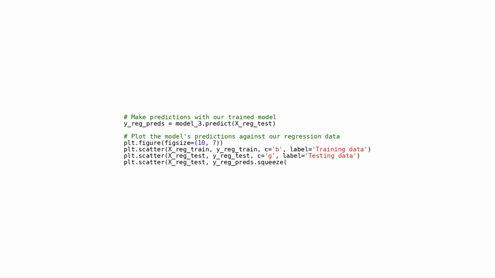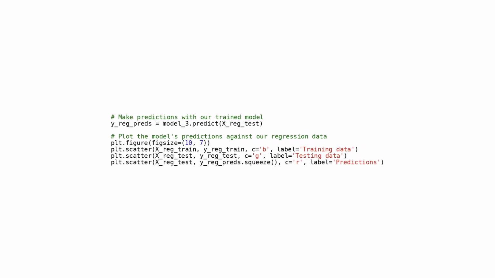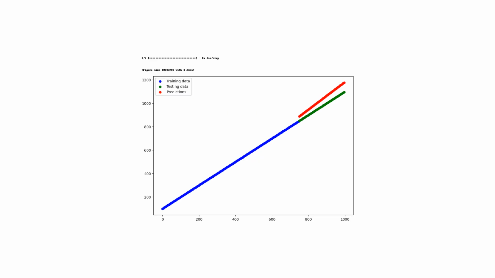Squeezing the y_reg_preds array indicates that if it contains a single dimension of length 1, this dimension is removed to match the shape of x_reg_test for plotting. A legend is included in the plot to differentiate between the training data, testing data, and the model's predictions. This visualization is helpful for assessing the performance of the model by comparing its predictions to the actual values.